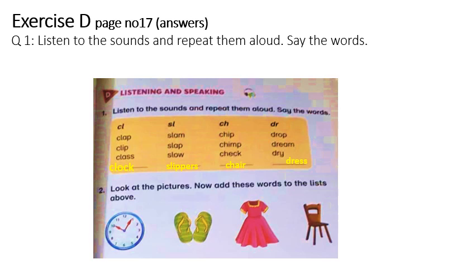The very first thing, the round thing which tells us time, is clock. The beginning sound of clock is cl, and I have put it in the first list, cl, under class, and cl, clock. Next, I can see a pair of green slippers. The first sound is sl. I have put it in the second list under slow, slippers.